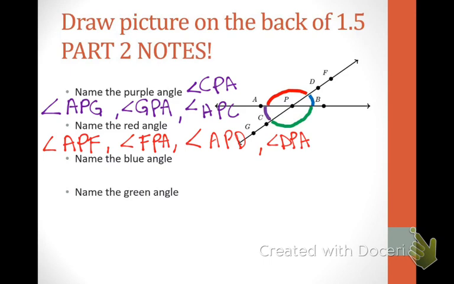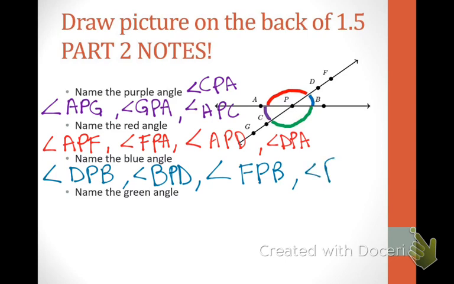All right, name the blue one. Who wants to name the blue angle? The blue angle, Mason, is over here. Throw it to whomever you want. All right, Mason. No, it's this one. DPB. Yep, DPB, which we can switch around the letters, BPD. And then, Mason, you already have the ball, so I might as well name the other one. FPB. Yep, that's correct.